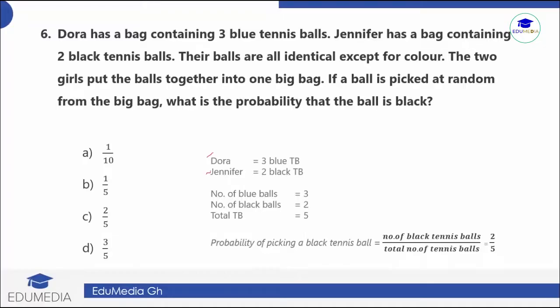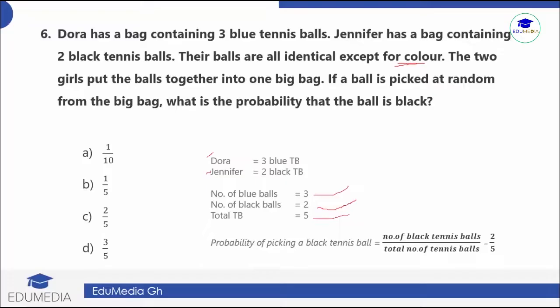All right, what we are looking out for is the color, because that is where the difference comes in. So all the balls are identical except for their colors. So we'll now pay attention to the colors. The number of blue balls there is 3, while the number of black balls is 2. So the total number of tennis balls there is 5.